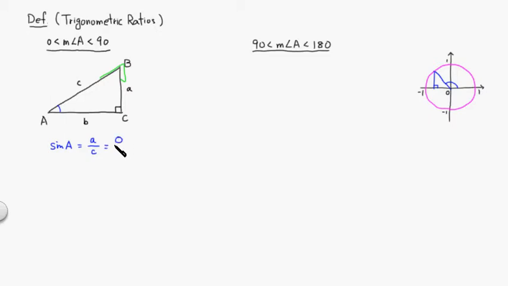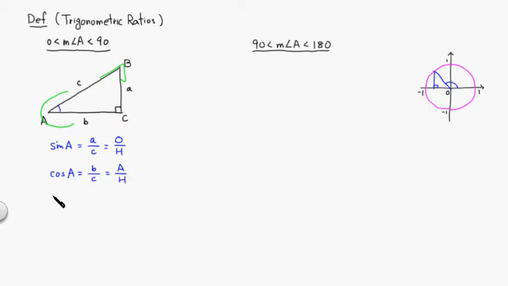Opposite over hypotenuse. And cosine of A involves adjacent and hypotenuse. So it's going to be adjacent, which is B, over hypotenuse, which is C. So adjacent over hypotenuse.